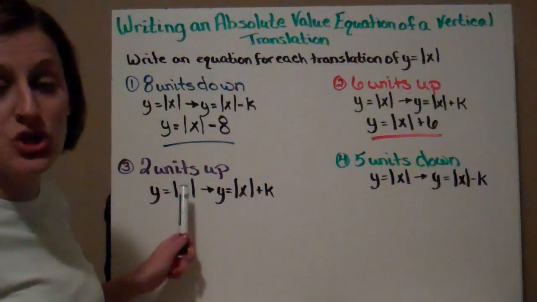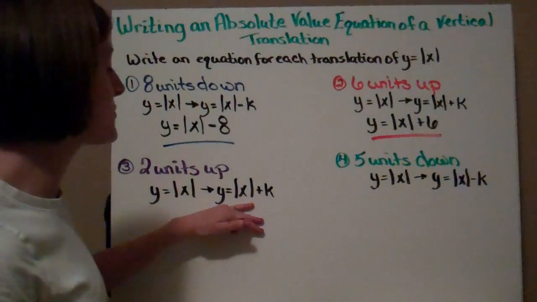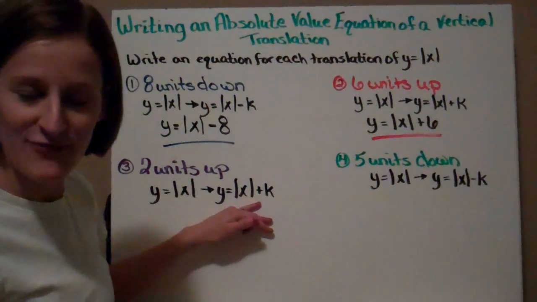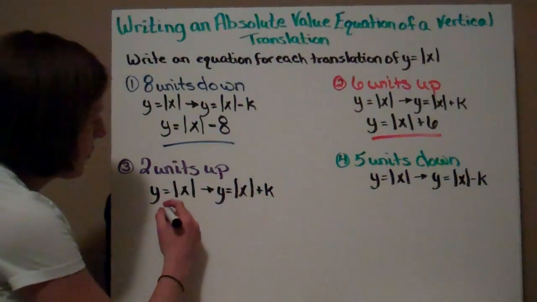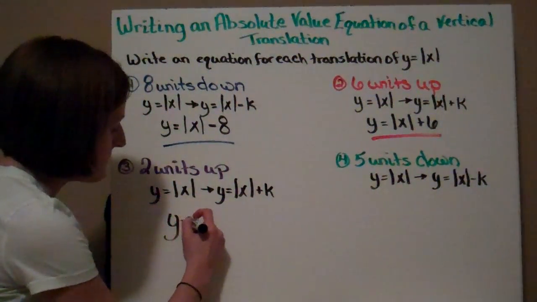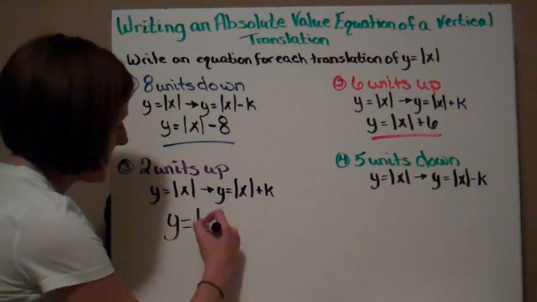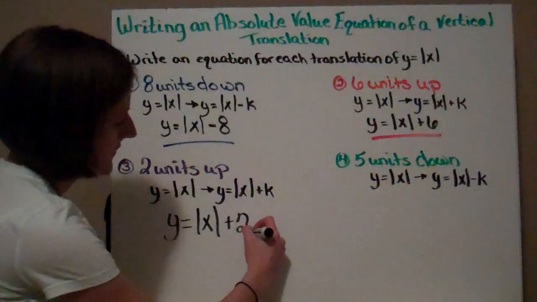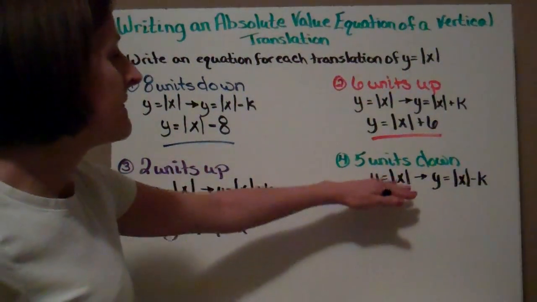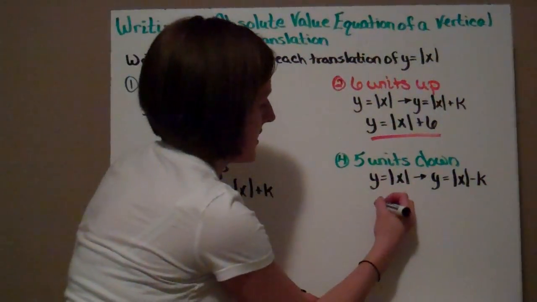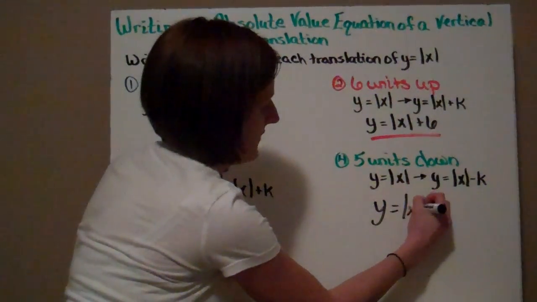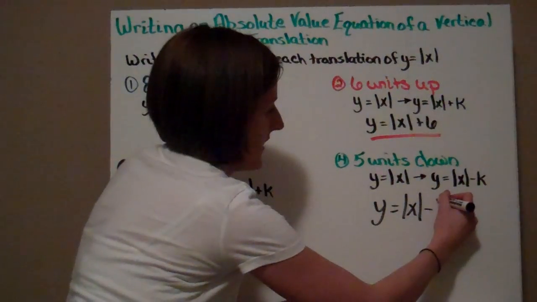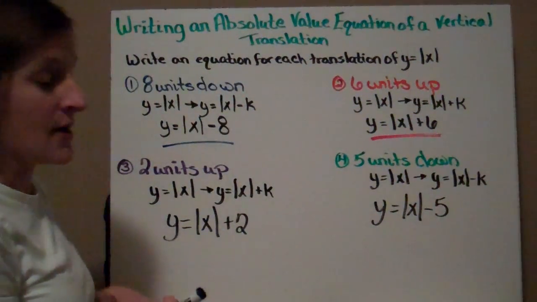Now I want to do 2 units up. So I'm going to take y equals the absolute value of x plus k, right? And I need to go 2 units up. So I'm going to do y equals the absolute value of x, and then at the end of that, I'm going to add 2 because I'm going up. Now, 5 units down, I take y equals the absolute value of x. Since I'm going down, I subtract 5. So it will go down.